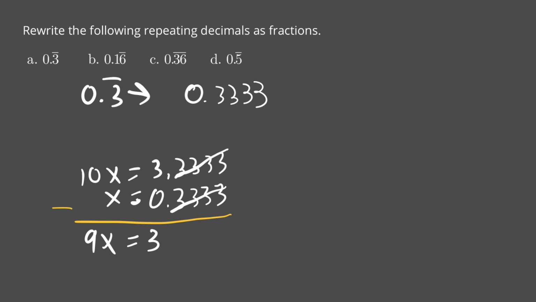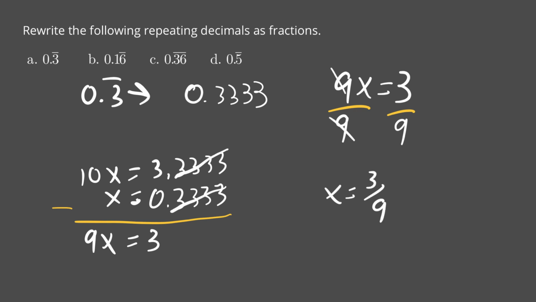For this problem, we take 9x equals 3, and we will divide both sides by 9. The 9's on the left side cancel, giving us x is equal to 3 over 9, which we can simplify to x equals 1 over 3. And that's our final answer for this repeating decimal.